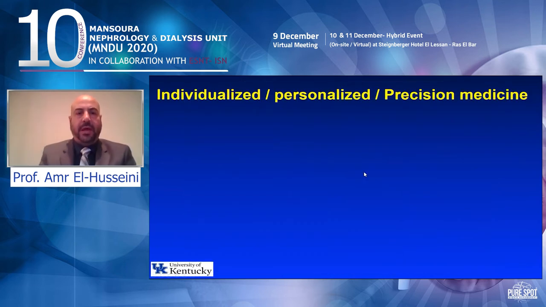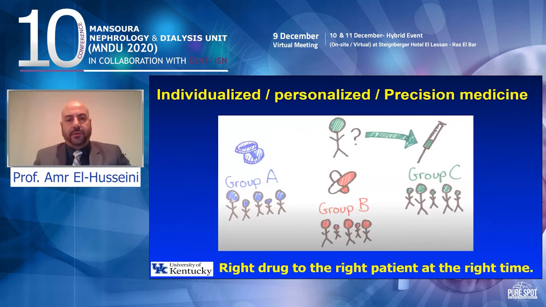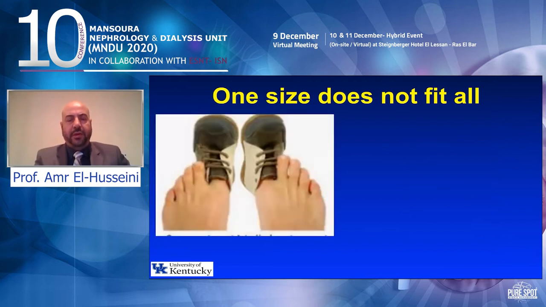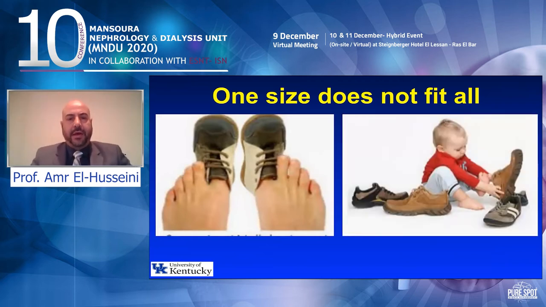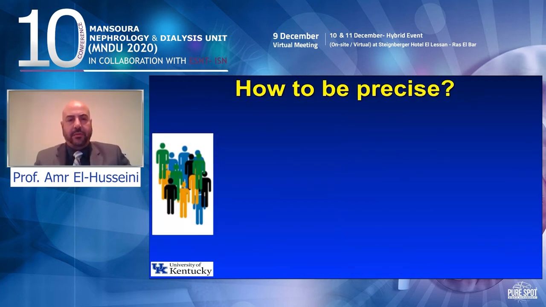So individualized medicine, which we also call personalized medicine or precision medicine, is to treat the right patient with the right drug at the right time. So the question is, does one size fit all? And the answer is no. No one responds to the same treatment exactly the same as others do. Every patient should be treated as a unique patient.